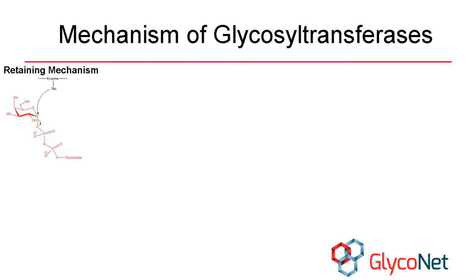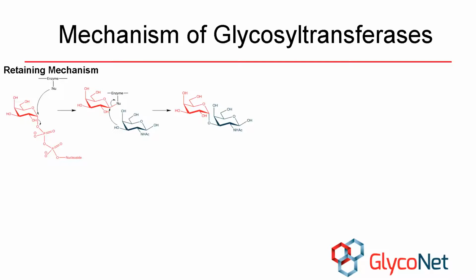In the retaining mechanism, it was first proposed that a nucleophilic residue on the enzyme attacks the leaving group, forming a covalent bond between the enzyme and the glycosyl donor. The glycosyl acceptor then displaces the enzyme in a double SN2-like reaction that results in the net retention of stereochemistry at the anomeric position of the glycosyl donor.